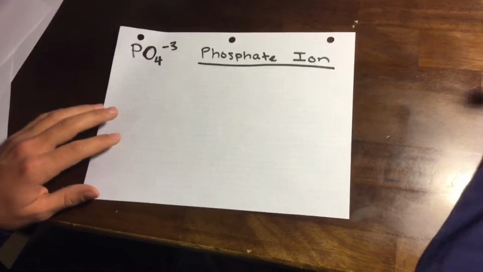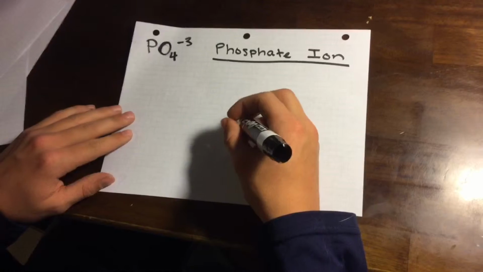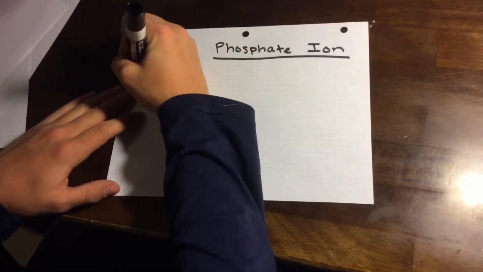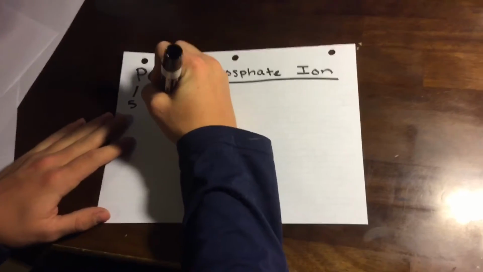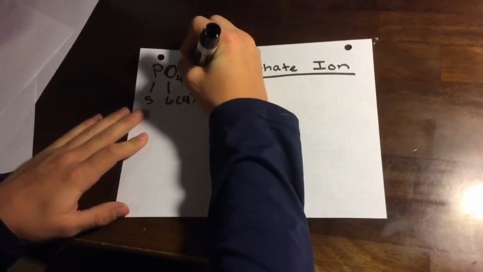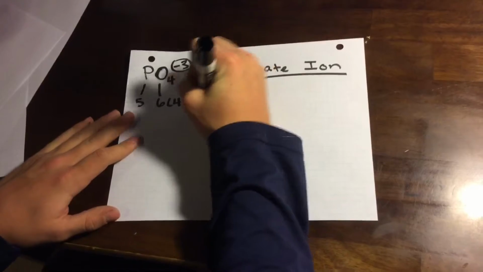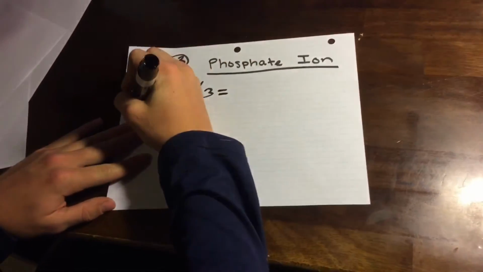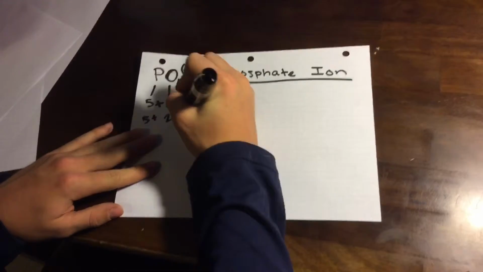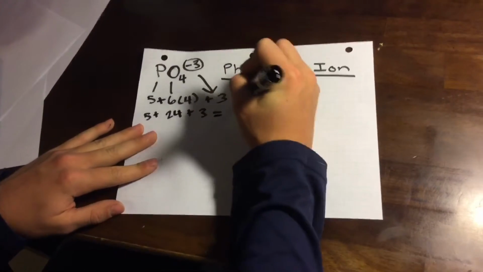Next, we will do the phosphate ion. Phosphorus has 5 valence electrons, oxygen has 6 valence electrons, and since we have 4 oxygen, we get a total of 24 valence electrons, and the -3 at the top counts as 3 extra valence electrons. If we add 5 plus 24 plus 3, we should get a total of 32 valence electrons.